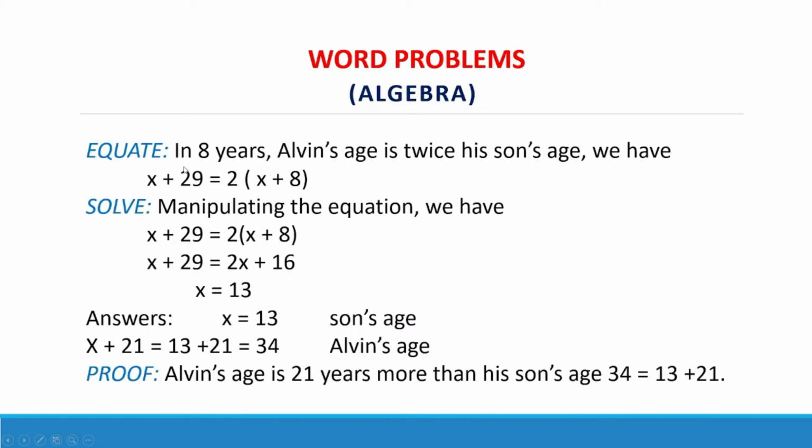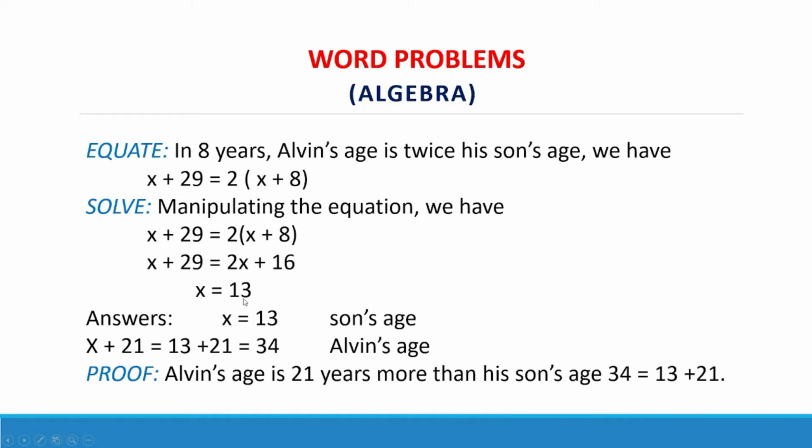And you need to equate. In 8 years, Alvin's age is twice his son's age. We have x plus 29, which is the age of Alvin, which is twice his son's age, or twice x plus 8, which is 8 years from now. To solve, manipulating the equation, we have x plus 29 is equal to 2 times x plus 8. Distribute 2 to x plus 8: x plus 29 is equal to 2 times x and 2 times 8, or 16. 2x minus x is x, and 29 minus 16 is 13.